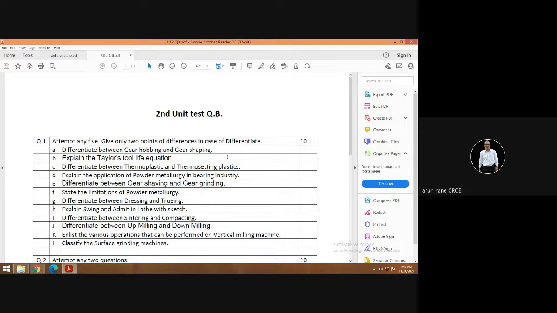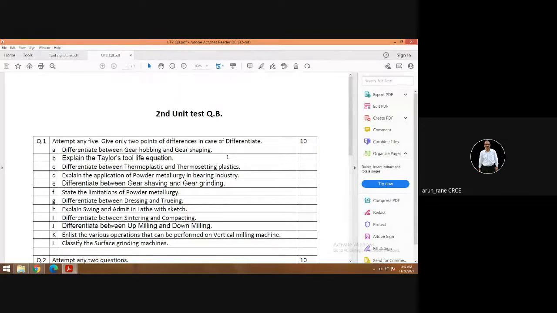Then explain the application of powder metallurgy in the bearing industry. Here you need to draw a sketch of a bearing, and explain how the powder metallurgy process helps to produce porous bearings.